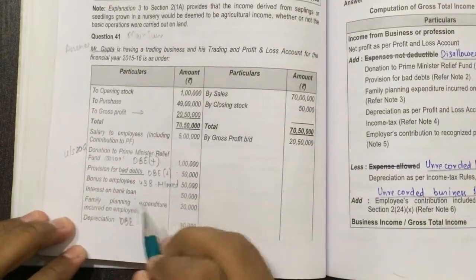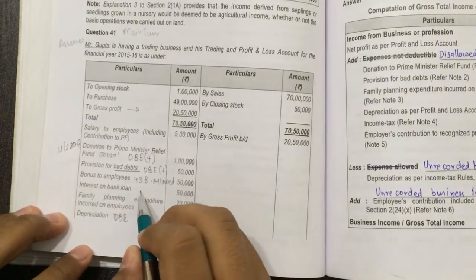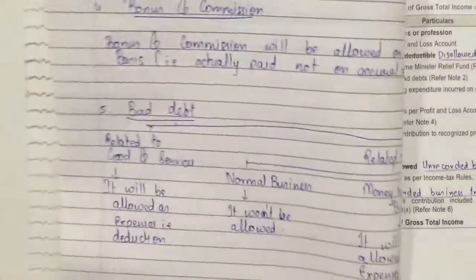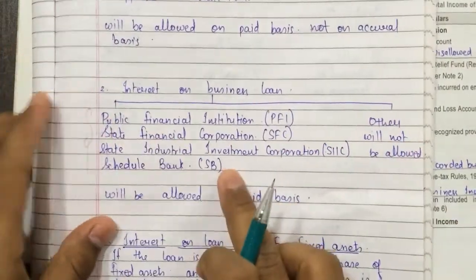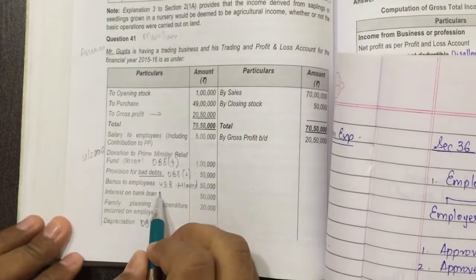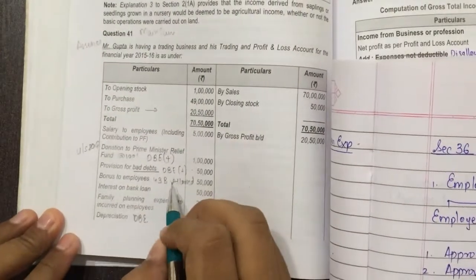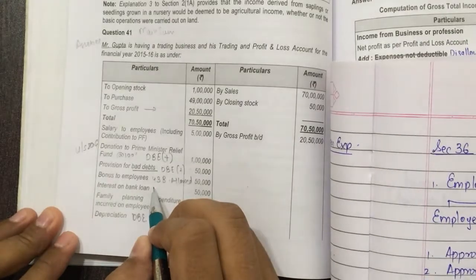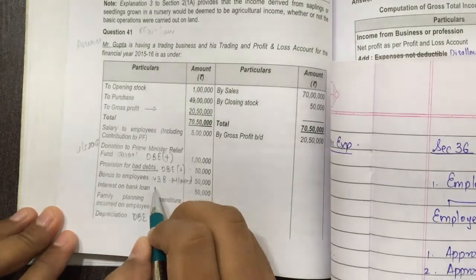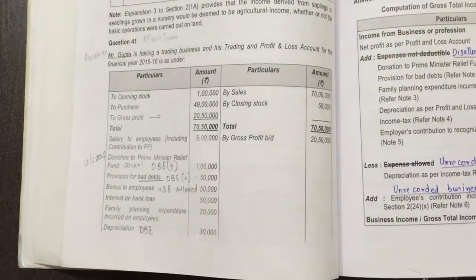Interest on bank loan. Interest on bank loan is also allowed, since I have taught you interest on bank loan under section 36. We have to assume that it is taken from PFI, SFC, SIIC and SB, and write a note for that.